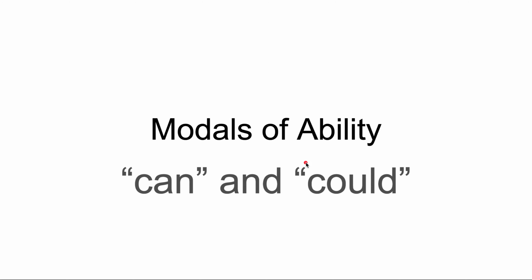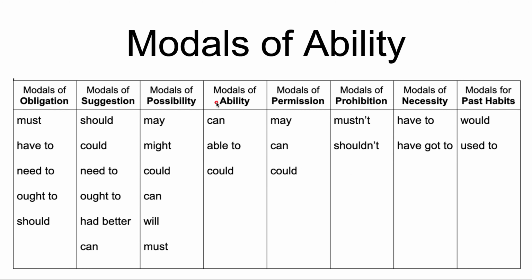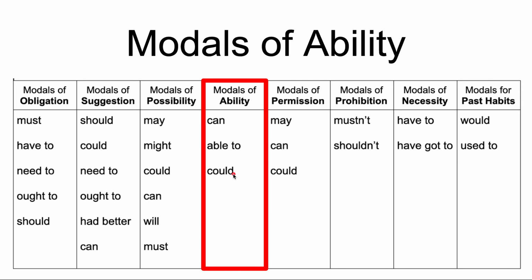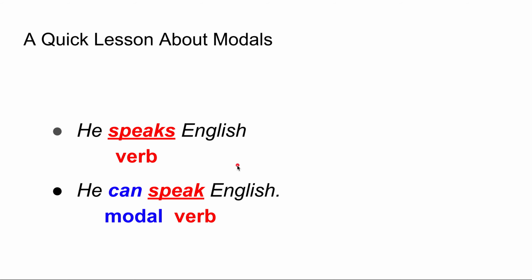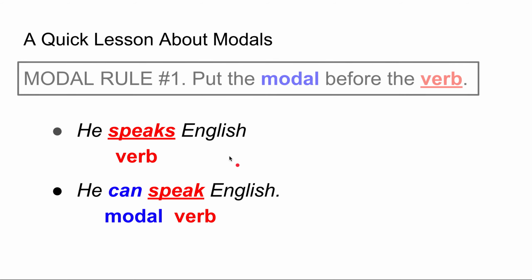Can and could. We're going to remember that modals of ability are three: can, able to, and could, but we are going to focus on can and able to. A quick lesson about modals. Modal rule number one: put the modal before the verb. So the original sentence, he speaks English. If I add a modal, he can speak English, the modal comes before the verb.